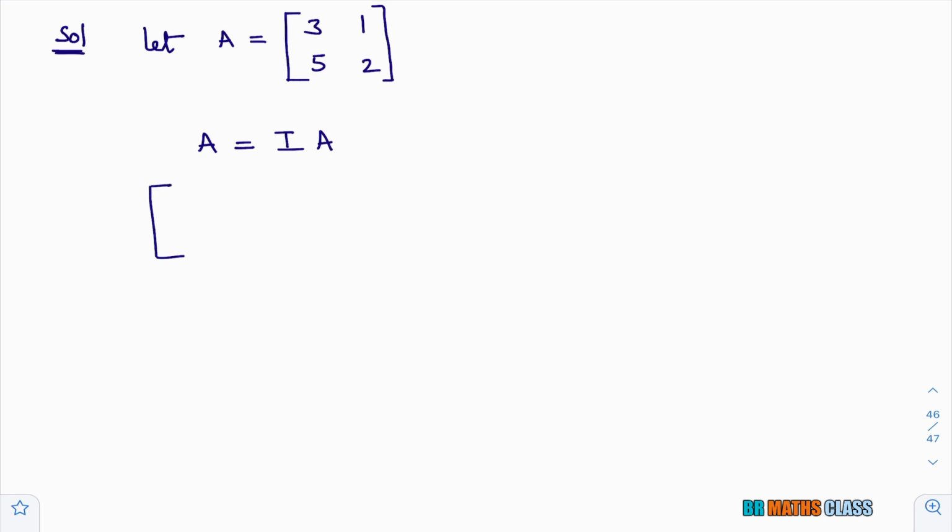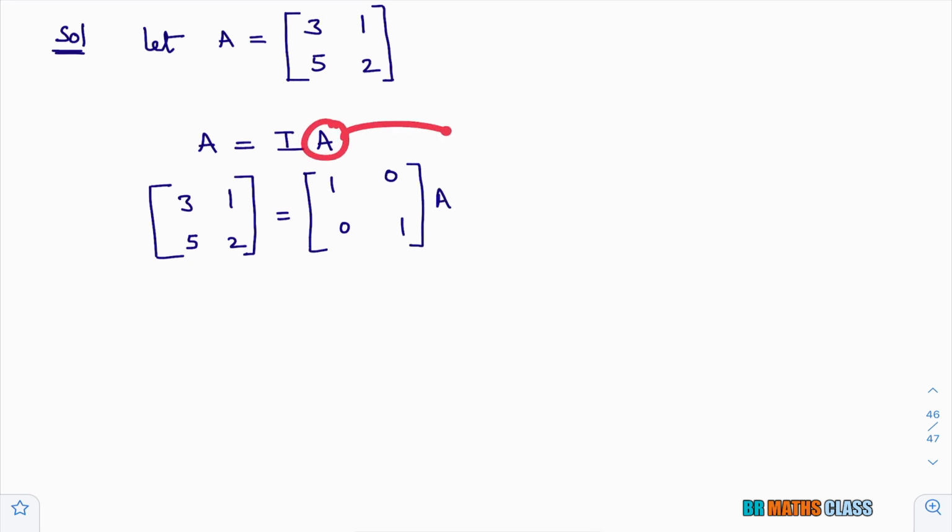What is matrix A? 3, 1, 5, 2. Okay. And identity matrix, what is identity matrix? Identity matrix is 1, 0, 0, 1 into A. Into A. This A you write as it is, but don't write matrix A.